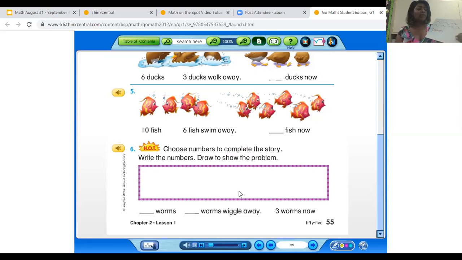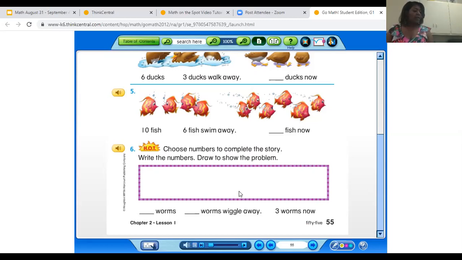Now, how many of those worms need to walk away for there to only be 3 left? Well, let's see. I'm going to cross this worm out. I'm going to cross this worm out, this worm out, and this worm out. And let's see if I have 3 left. 1, 2, 3. I do. So how many of those worms wiggled away? 1, 2, 3, 4. So 4 worms wiggled away. And how many remain? That's right, you should have 3.